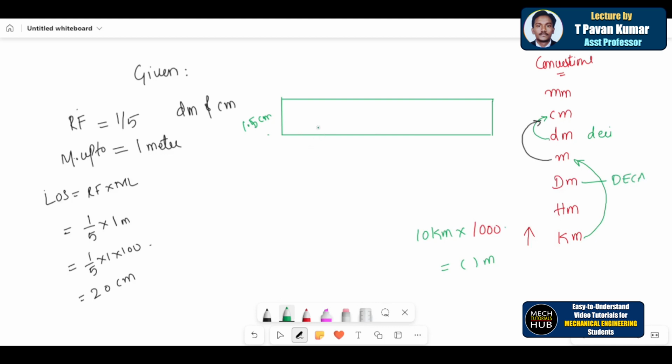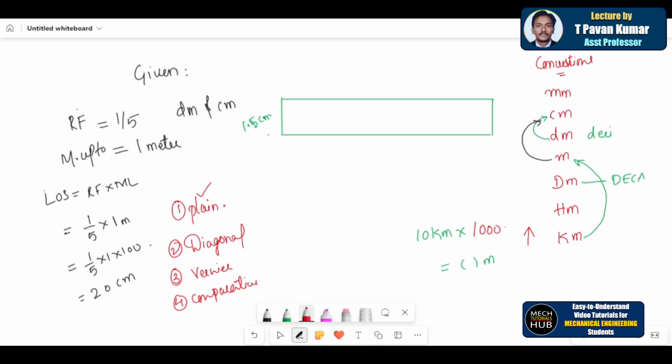Okay, now before converting that into a scale, let us see what exactly scales are and how they are classified. Coming to the scales, they are divided into four types. Number one, plane scale. Number two, diagonal scale. Then you have vernier scale. Fourth one, comparative scale. Okay, now we are discussing a plane scale.